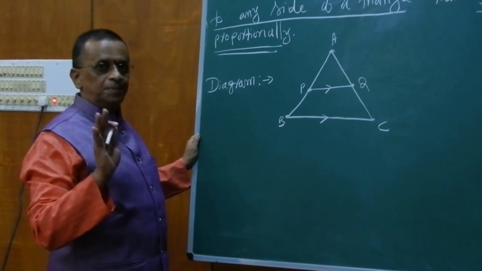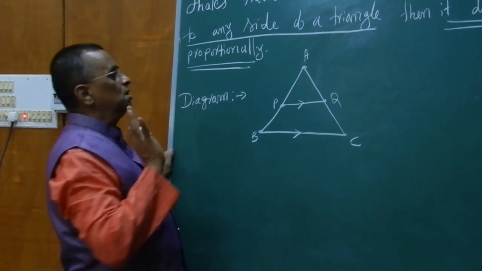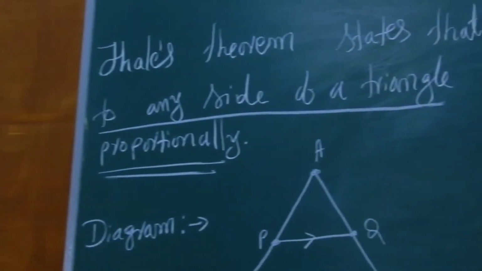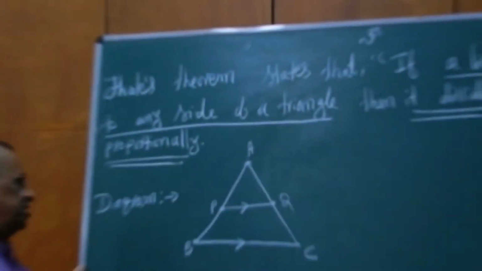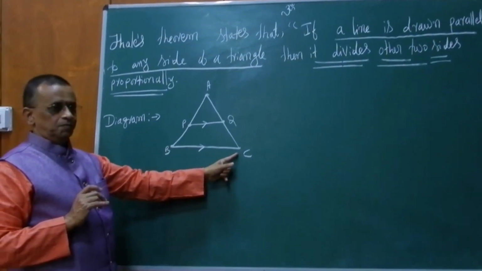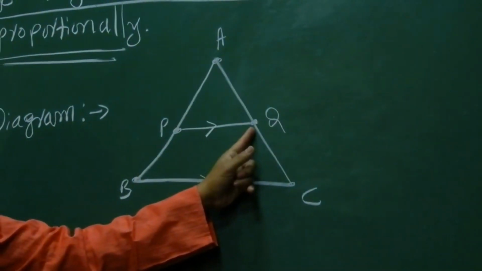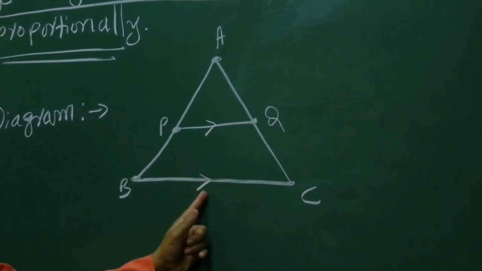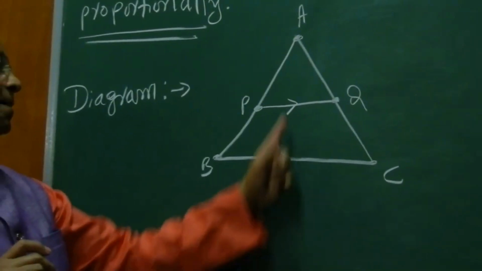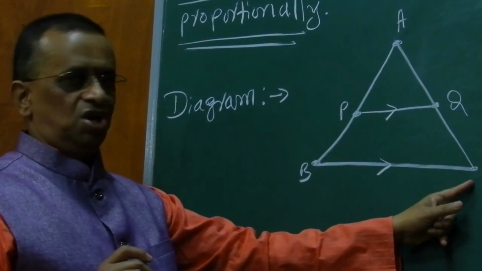Diagram is the pictorial representation of the hypothesis. In this theorem, the hypothesis is a line is drawn parallel to any side of a triangle. Therefore, I have drawn the diagram of a triangle ABC. In this triangle, line PQ is drawn parallel to BC. Therefore, here the diagram is: ABC is a triangle in which PQ is parallel to BC.